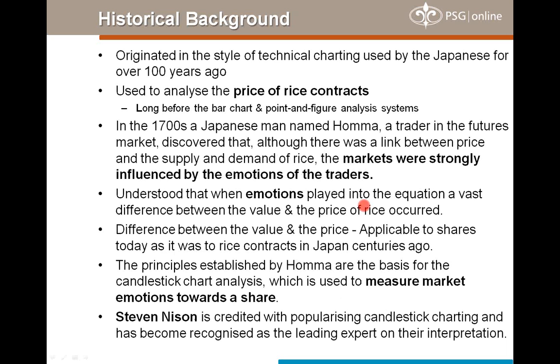Obviously, Japanese candlesticks originated in Japan more than 100 years ago. It originated around the price of futures contracts on rice. There was this guy called Homer. There was a trade in futures, rice futures in Japan. And you saw it was a big link between the price and the supply demand of rice. But the market was very strongly influenced by the emotions.